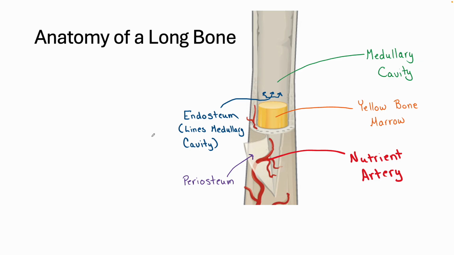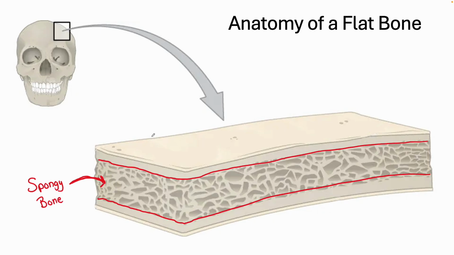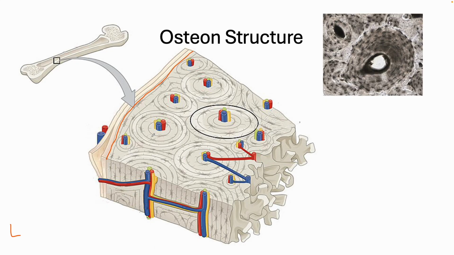All right, so let's take a look at a flat bone. A flat bone is going to consist of spongy bone in the middle, sandwiched between two layers of compact bone. It's also going to have the periosteum surrounding the outside. Okay, if we take a look more closely at the microscopic anatomy of the compact and spongy bone, you can see that there's an organizational pattern to it.